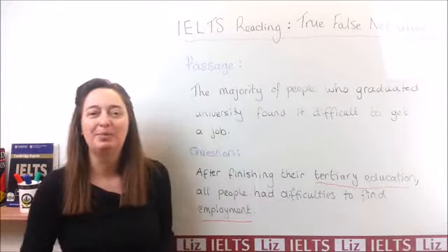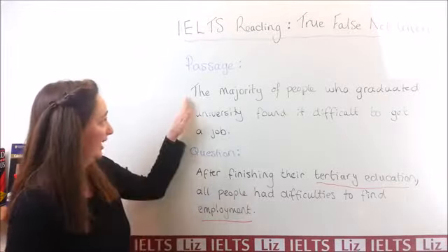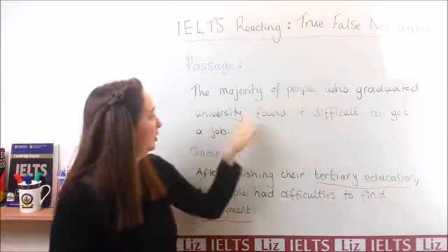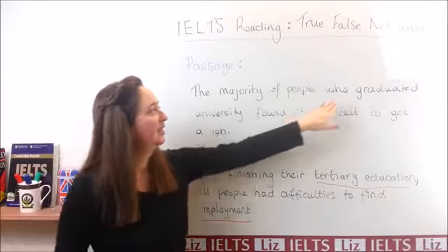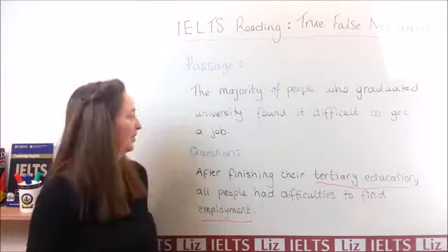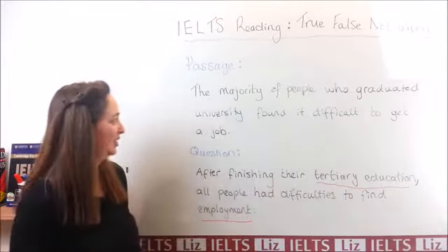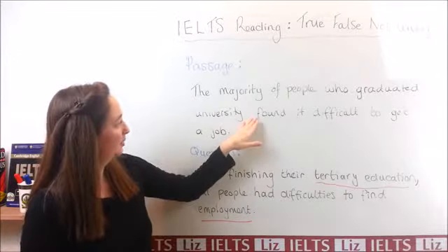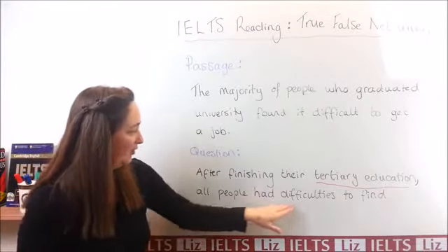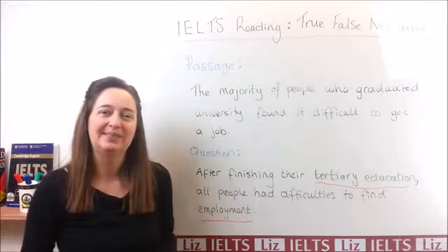And of course, employment means work or a job. So now we can take a look and we can see that it says here that the people who graduated university, graduated means that they have finished their university. And that's the same here, after finishing their university education. And it said the majority of people found it difficult to get a job. And so people had difficulties to find employment. So we have a lot of similarities.